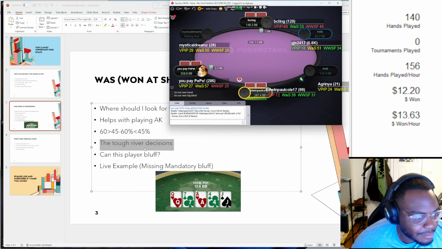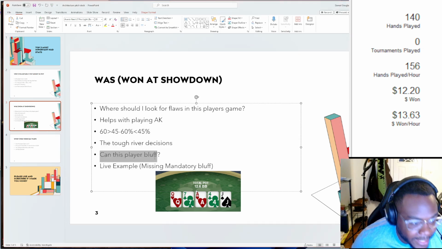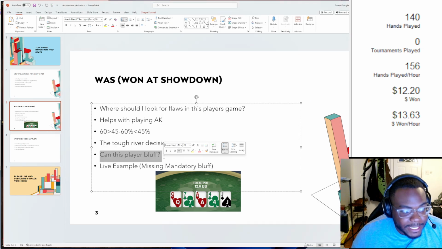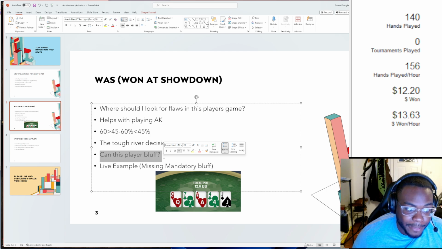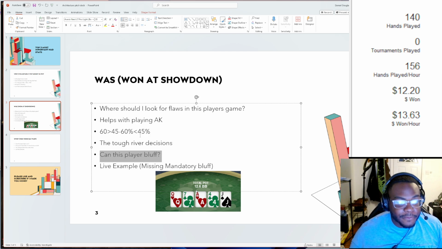He's going all in. Fold it. He has it every time. And it helps us discover, can this player bluff? If it's over 60%, he's not bluffing you. That's a value bet, buddy. And if it's less than 45%, he has bluffs, and you can then bluff catch.